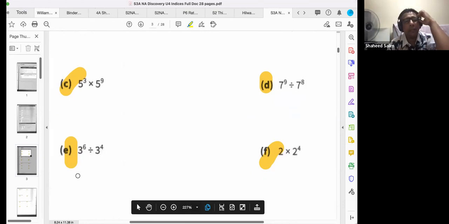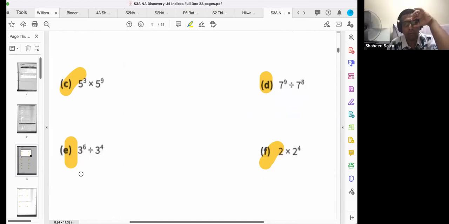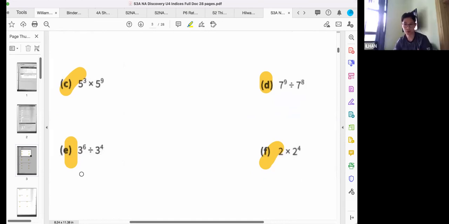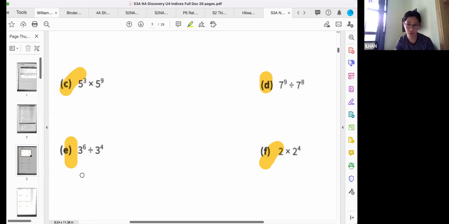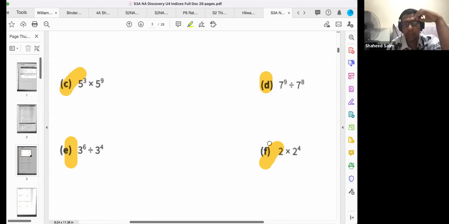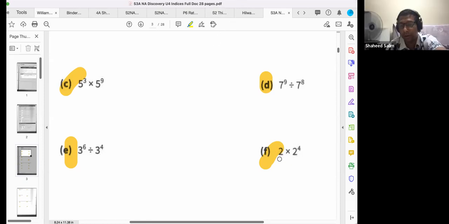What about E? 3^2. And F? 4. But what about this one? This is 2 to the power of 0, no, 2 to the power of 1. So the answer is 2 to the power of 5. We move on to the next one.